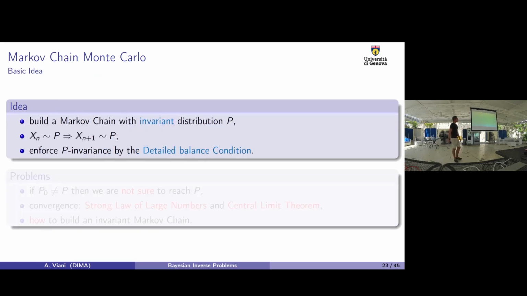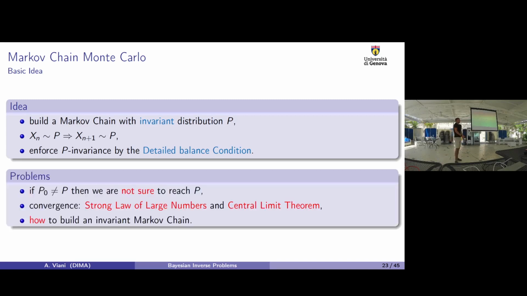So the idea is to build a Markov chain with an invariant distribution that is our target distribution, and evolve using the transition kernel. And of course, we enforce the invariance using the easier detailed balance condition. And the invariance, I remind you, is the one that ensures that if we are distributed as P, the next one will be again distributed as P.